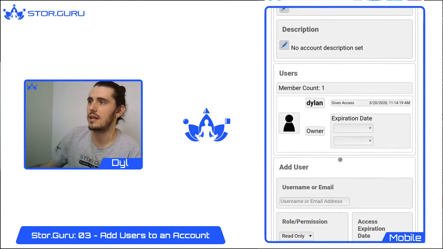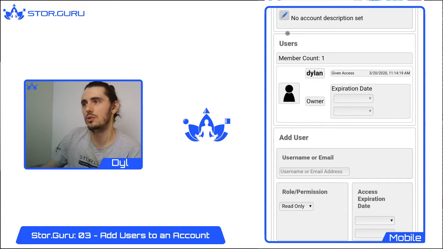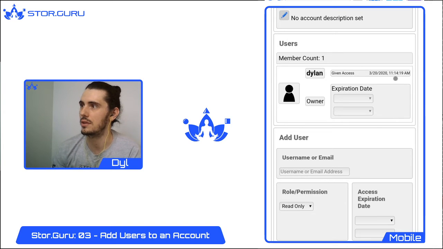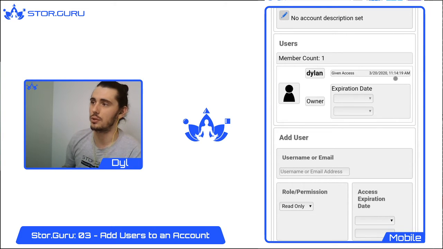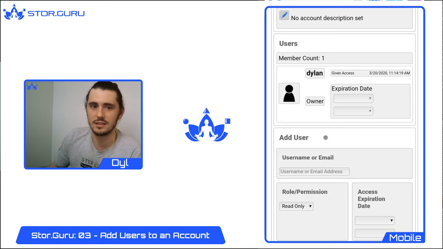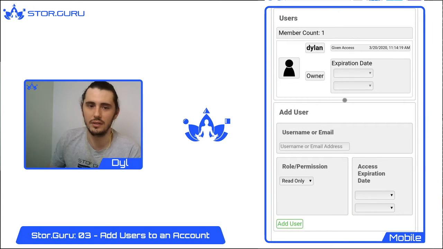So this next section on the Manage Specific Account page is your users section, and these are the people who are actually on the account and have access to it. Currently we have just one, and that's ourselves at the moment, and we are set up to be the owner. We can see when we are given access to this account, which is the time at which the account was actually created, and then these two other drop downs. These two drop downs are grayed out. This is for the time and date of when access to the account expires, but that is not something that will happen if you are the owner.